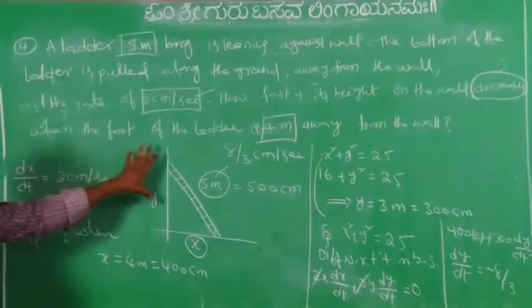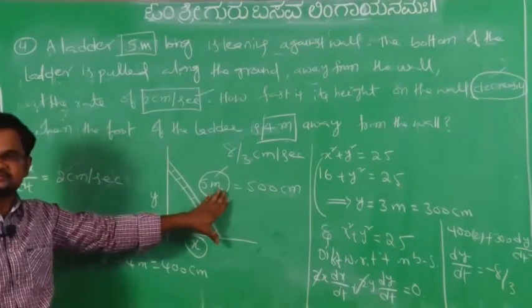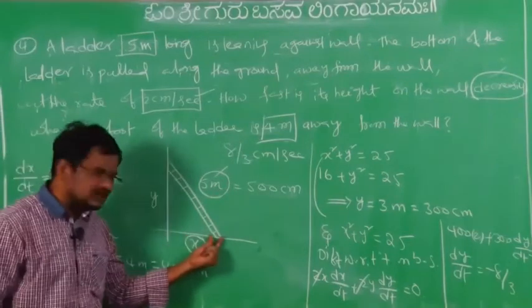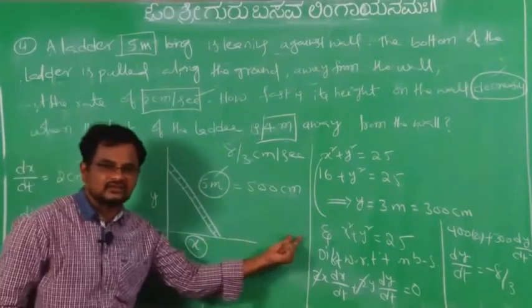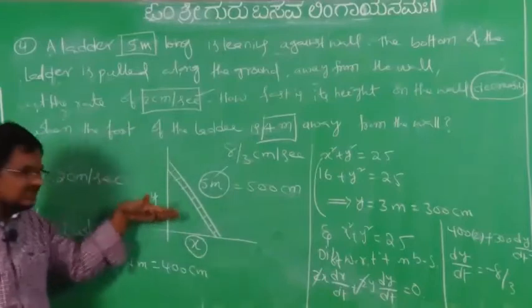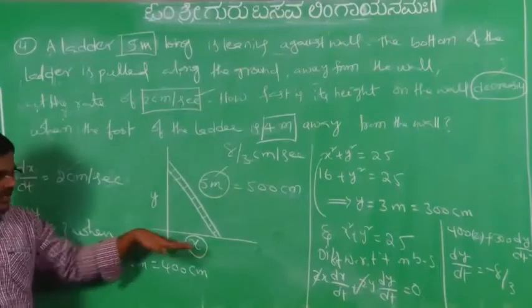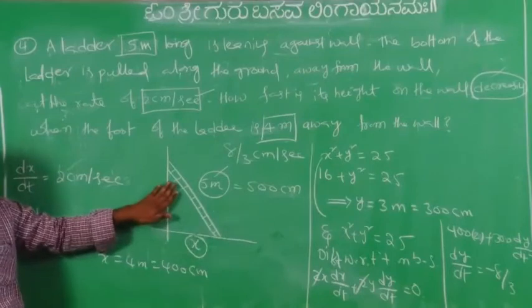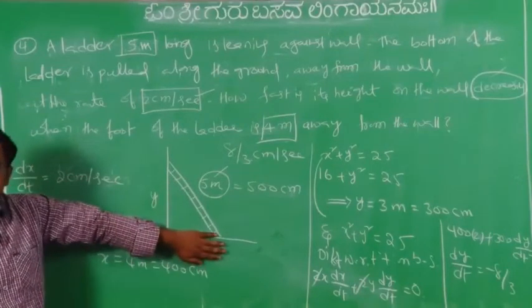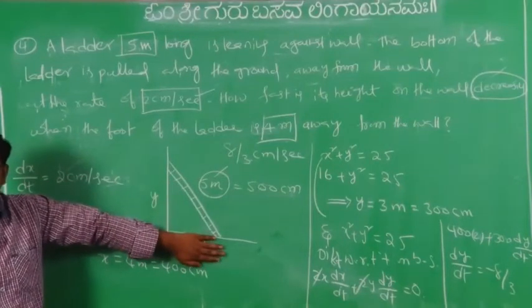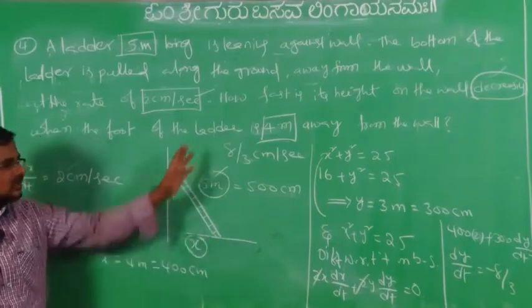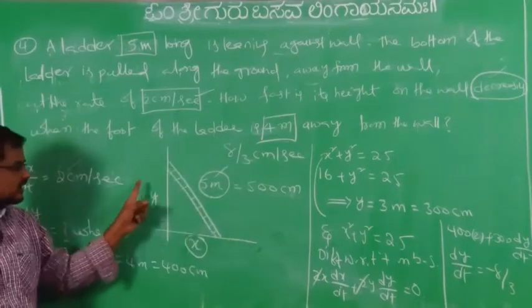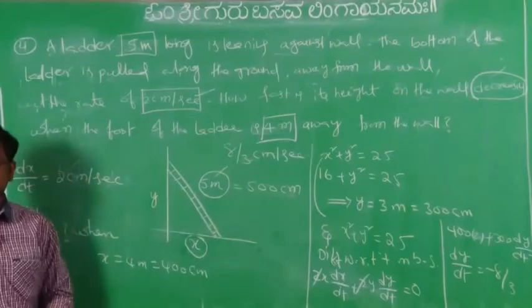So the ladder of 5 meters is given. If you pull this ladder along the ground, this will increase, and this will simultaneously decrease. How it is increasing, this one they have given. How it is decreasing, they are asking. When this length is x equal to what they have given, then by this calculation we got dy by dt, right?